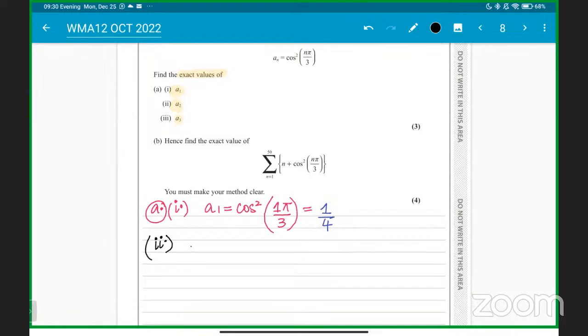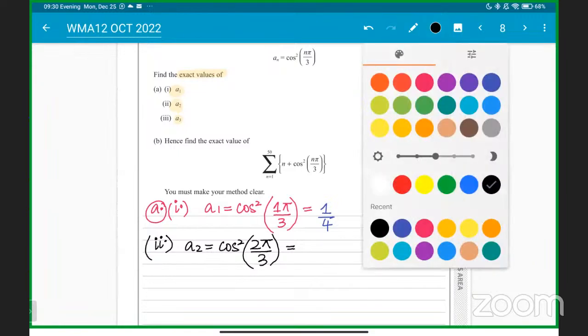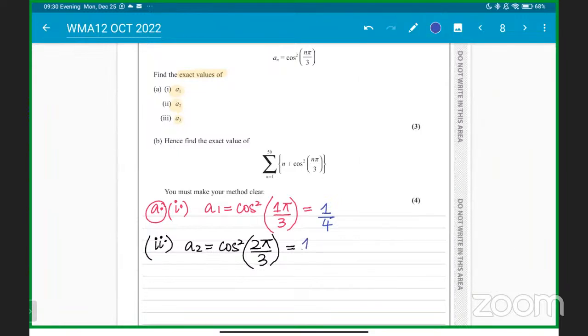Just have to give the values, okay? So no solving, nothing. Just put it down and just tell the examiner that you have done this. So cos squared 2 pi over 3 will also give, anyone, any answer? 1 over 4, the same answer, right? Am I correct?